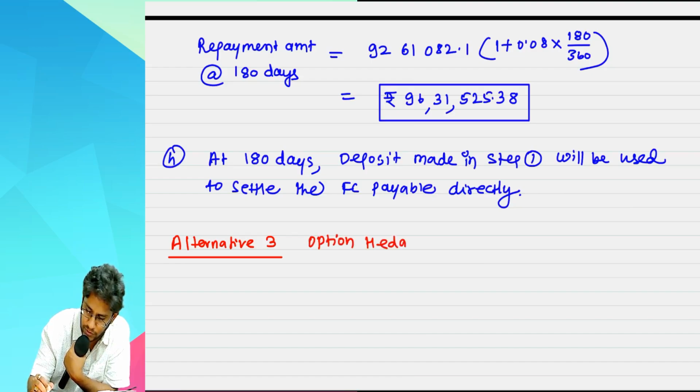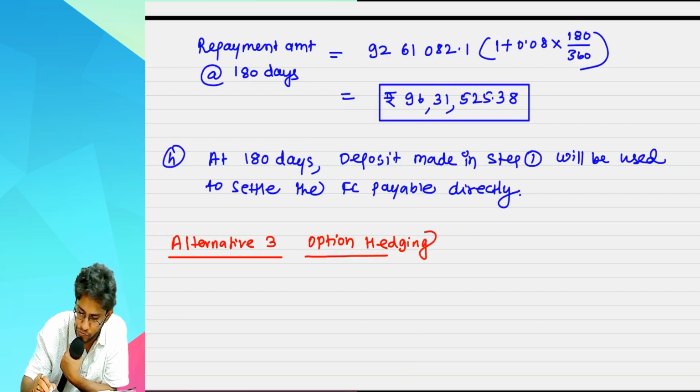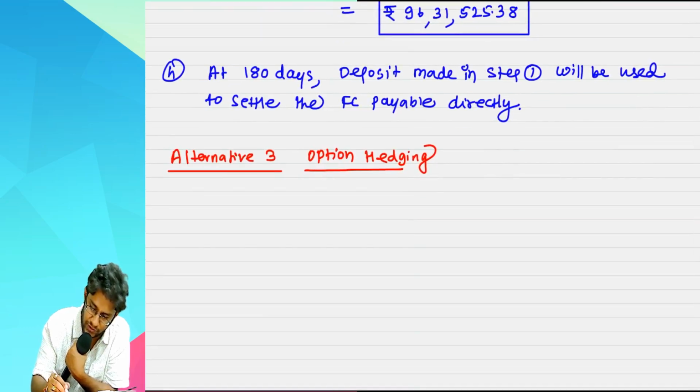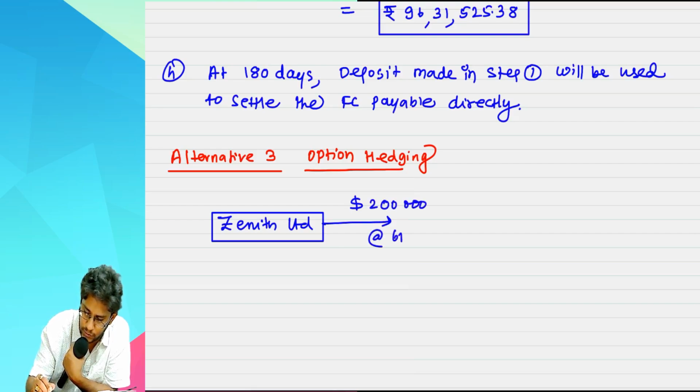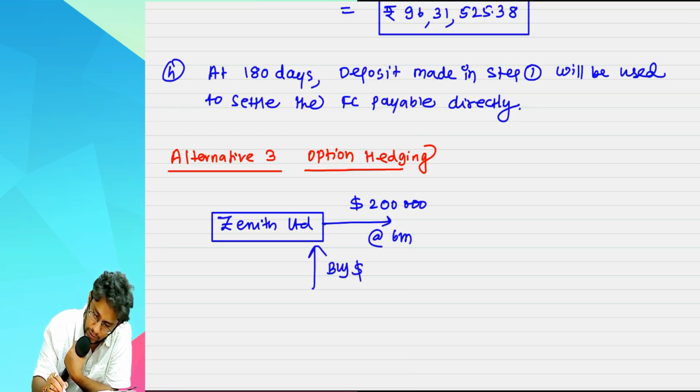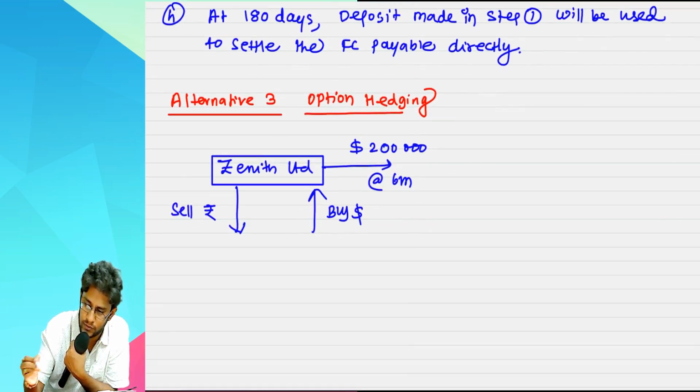Currency option or option hedging. You neatly draw your story, sir. ZL or Zenith Limited has a dollar payable of 2 lakhs at 6 months time. So we have to buy dollars and have to give rupees.